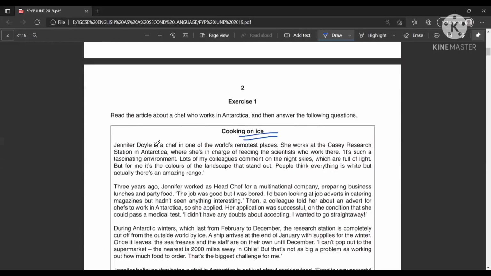So we are going to read the first paragraph. Okay, Jennifer Dory is a chef in one of the world's remotest places. She works at the Casey Research Station in Antarctica, where she is in charge of feeding the scientists who work there. It's such a fascinating environment. Lots of my colleagues comment on the night sky, which is full of light, but for me, it's the color of the landscape that stands out. People think everything is white, but actually there is an amazing range.